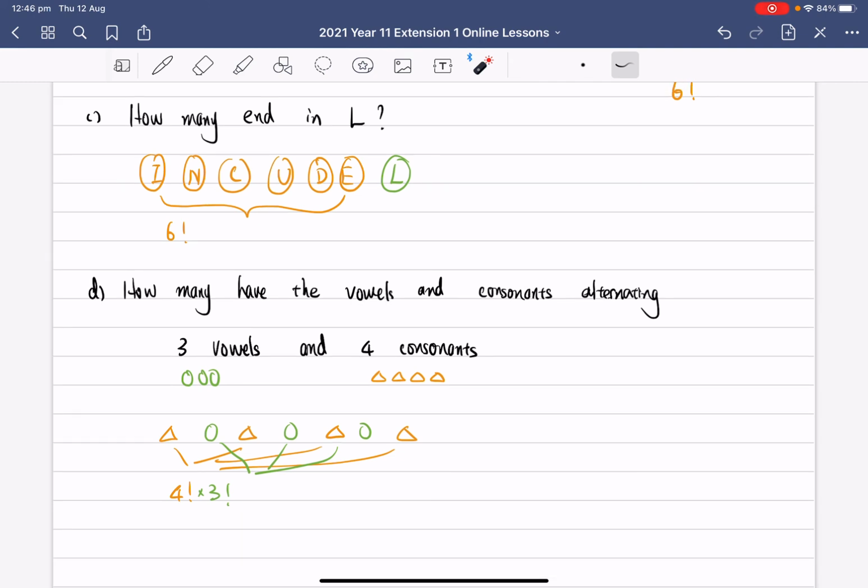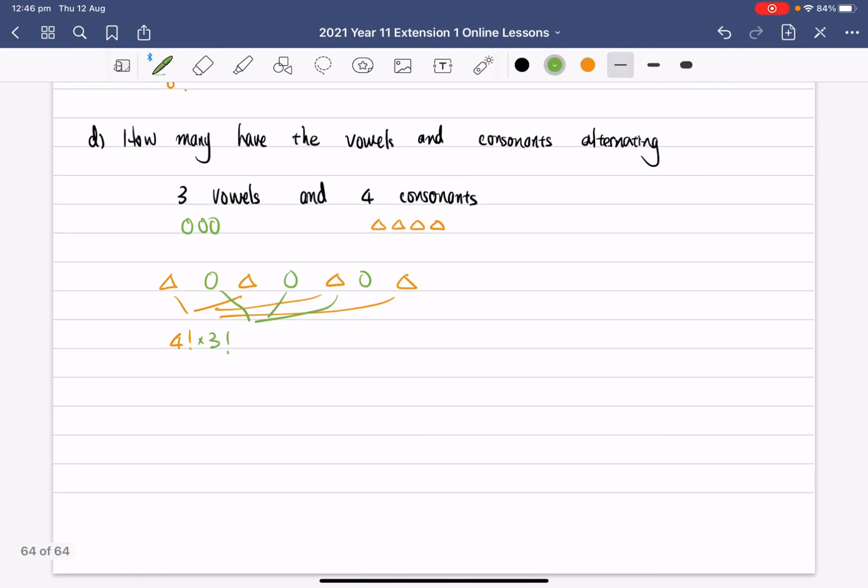Now question E. I'll probably just do up to question E. There are another 2 more questions at the end. You can try these 2 questions later on yourself. I want to save as many questions as possible for you to practice. So, how many have the letter C immediately followed by the letter D?